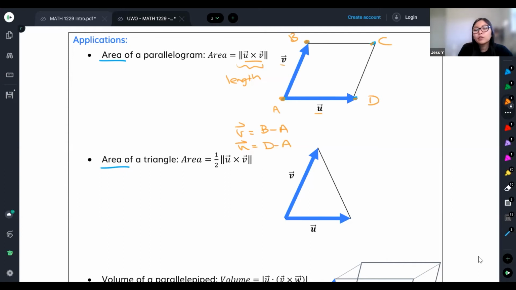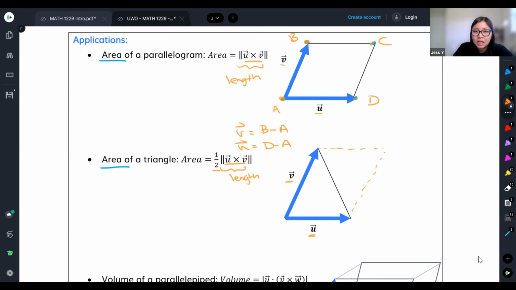Now for the area of a triangle, it's very similar. Again, if they are nice and they give you these vectors, U and V, take the cross product and then find the length of that cross product. And then you have to divide it in half, divide it by 2, because look at this. Half of a parallelogram is a triangle. That's why we divide it in half, multiply by 1/2.